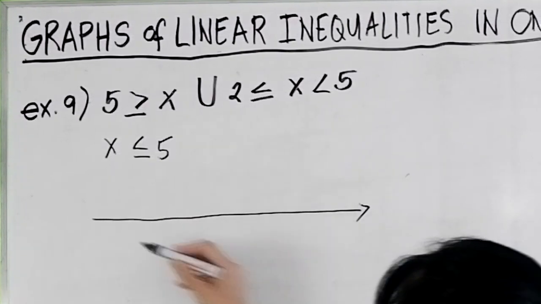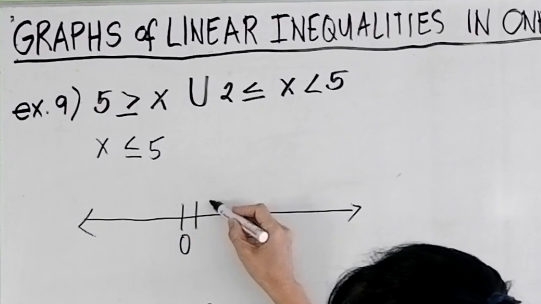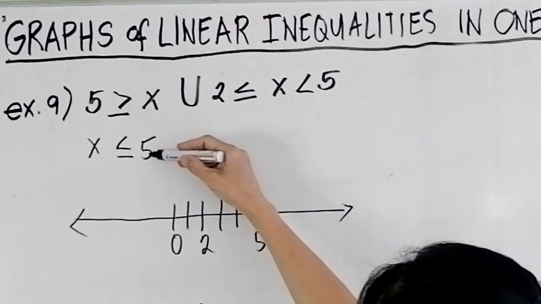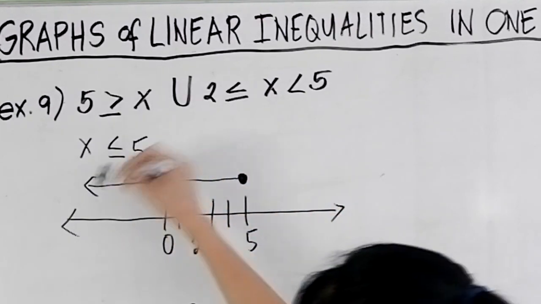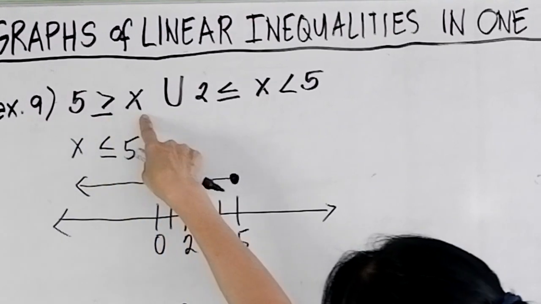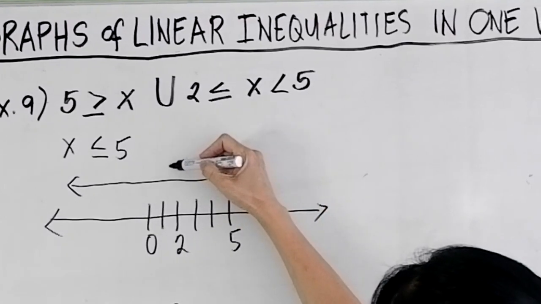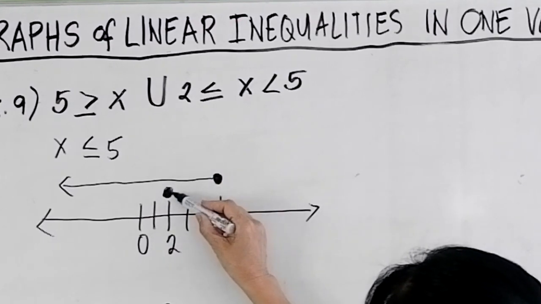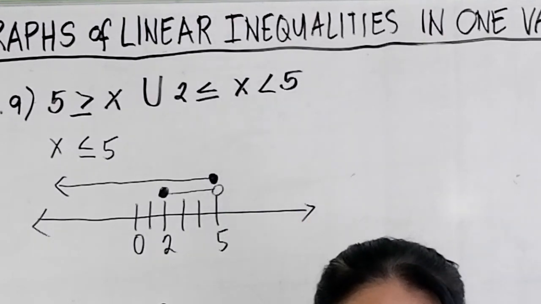So let's graph this again. If this is 0, let's say this is 1, 2, 3, 4, 5. Less than or equal to 5, shaded, all pointing to the left. That is x less than or equal to 5, or 5 is greater than or equal to x. Then graph this: x is greater than or equal to 2. Here, shaded at 2, meaning 2 is included. And then move until 5. 5 is unshaded, 5 is excluded.